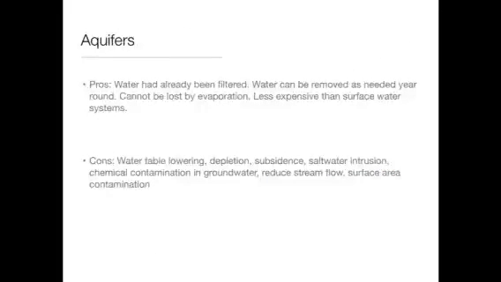Aquifers, pros: water has already been filtered. Water can be removed as needed year-round. Water cannot be lost by evaporation. This system is less expensive than surface water systems. Aquifer cons: water table lowering, depletion, subsidence, water intrusion, chemical contamination in groundwater, reduced stream flow, and surface area contamination can get into the groundwater.